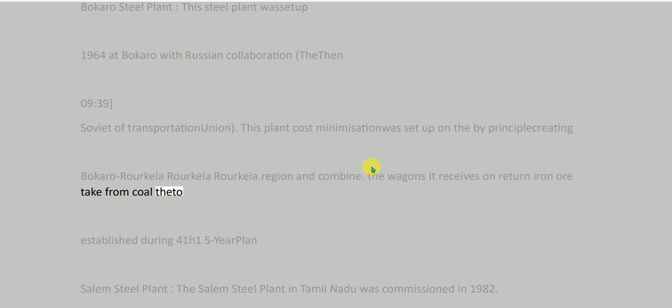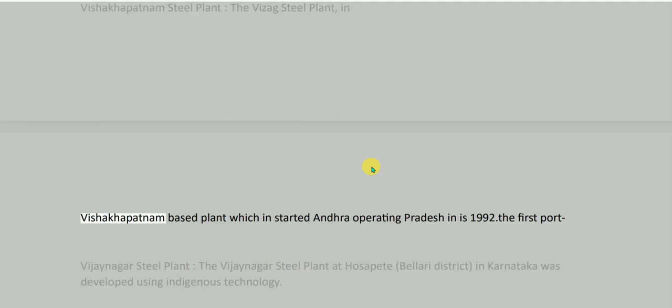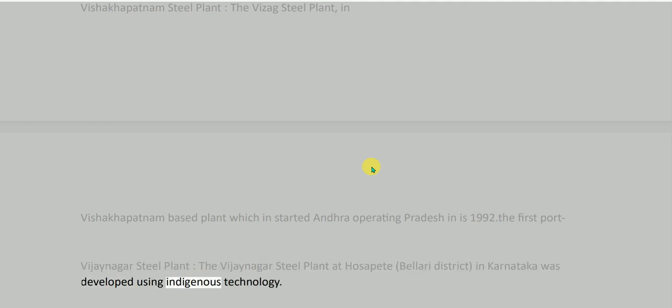Industries established during the 4th 5-year plan: Salem Steel Plant. The Salem Steel Plant in Tamil Nadu was commissioned in 1982. Vishakhapatnam Steel Plant: the Vizag Steel Plant is a Vishakhapatnam based plant in Andhra Pradesh, which started operating in 1992. The first port-based plant. Vijayanagar Steel Plant: the Vijayanagar Steel Plant at Hospete, Bellary district, in Karnataka was developed using indigenous technology.